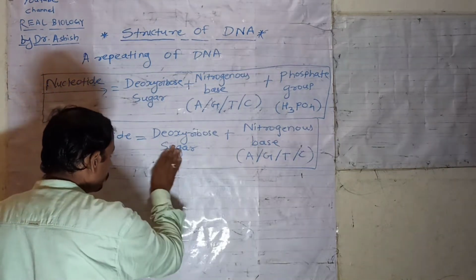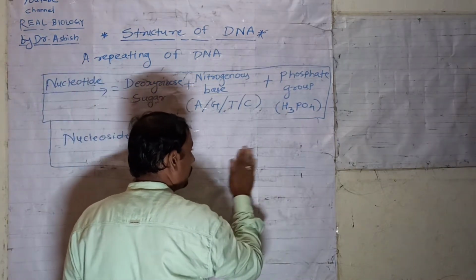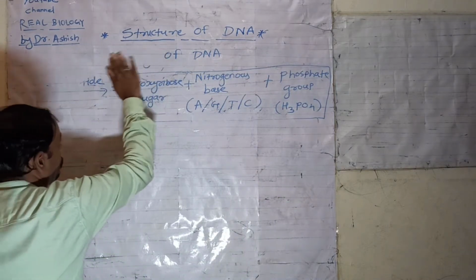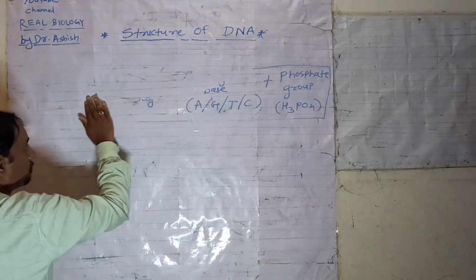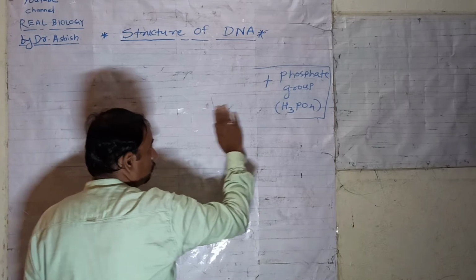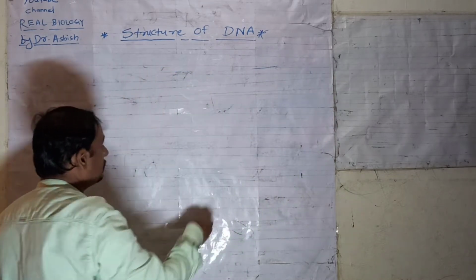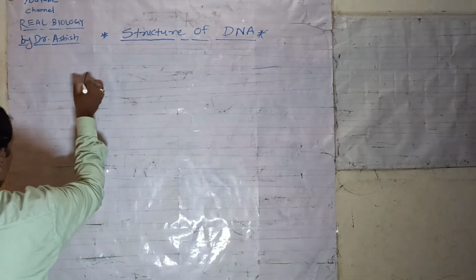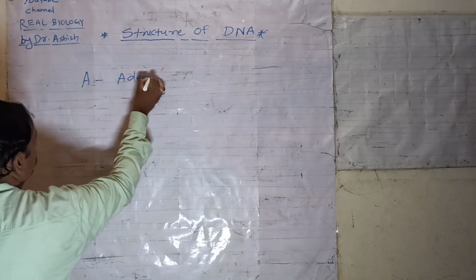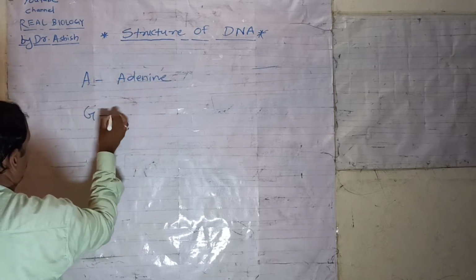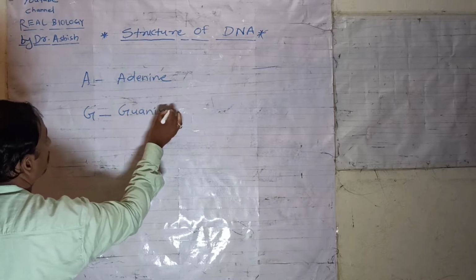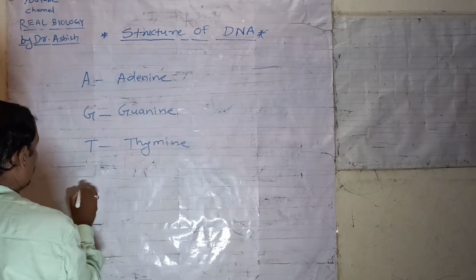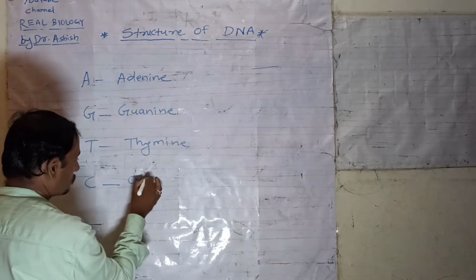Now let's see the different kinds of nitrogenous bases with their ultrastructure. How many nitrogenous bases are there in DNA? Four kinds of nitrogenous bases are there in DNA. Those are: A stands for adenine, G stands for guanine, T stands for thymine, and C stands for cytosine.